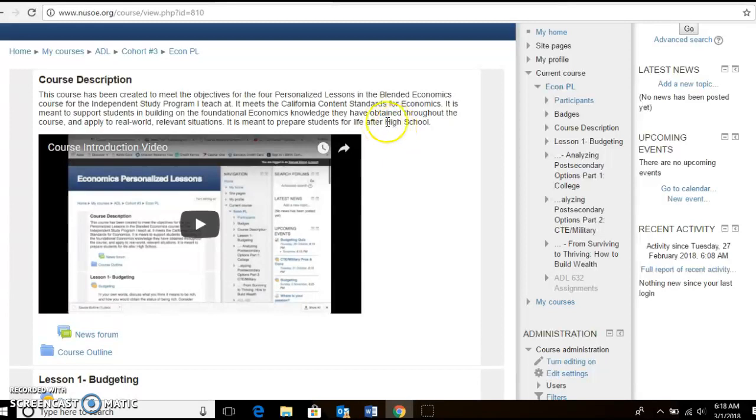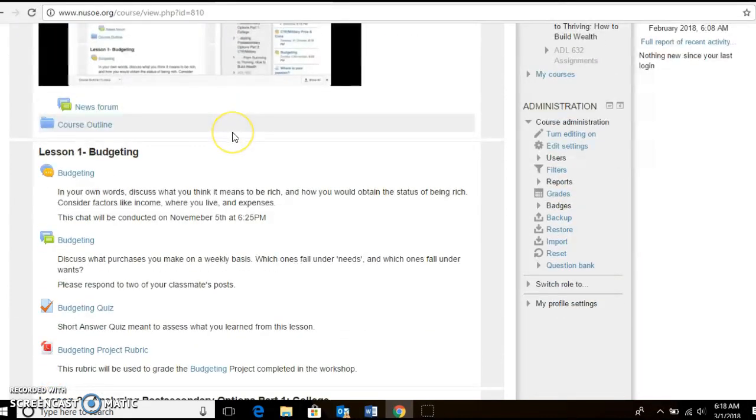Today I will be going over the organization and structure of the 3 lessons that you will have to do, as well as giving you a few pointers for each of the different lessons. For lesson 1, we're going to talk about budgeting. This is a very important part of economics, especially personal finance, and it's what we're going to start with.